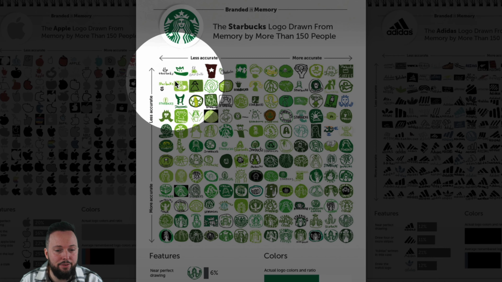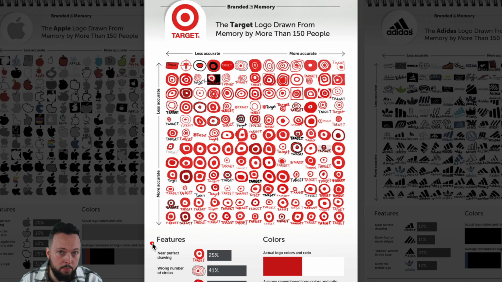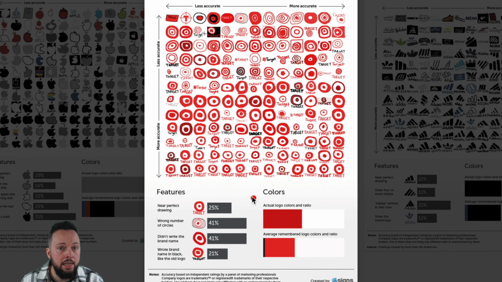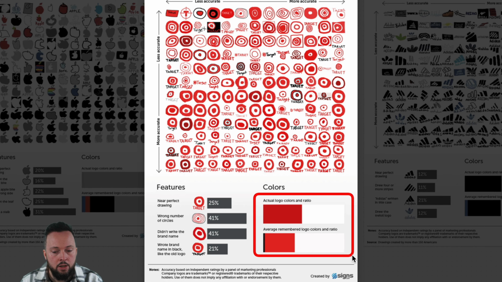And some really funny versions of the logo here on the top left corner. But the best performing logo in the study was Target with 25% near perfect drawings. That means 1 in 4 people managed to draw the logo from memory without making any mistakes. And even the colors and their proportions were almost perfectly matching the actual logo from all of these drawings.